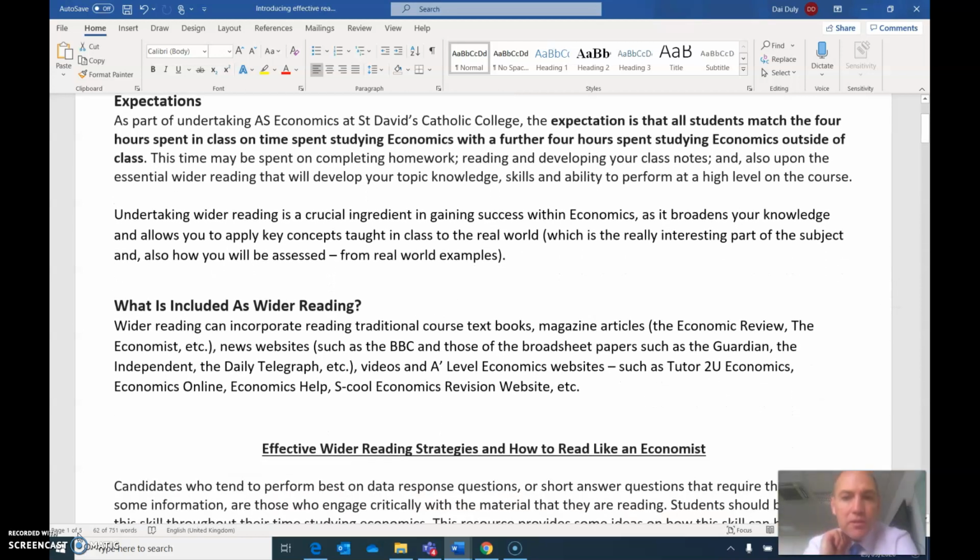Now, what it also means is that you will be able to apply concepts studied in class to the real world. That's the really interesting part of economics. Make your economics come alive, make it a living subject, and you can do that through real world examples.